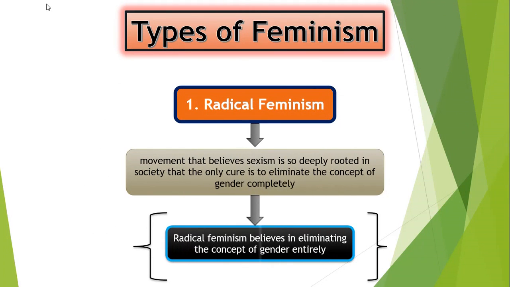Now here we discuss types of feminism. Traditionally, feminism is often divided into three main traditions, usually called radical feminism, socialist or Marxist feminism, and liberal feminism. First, we talk about radical feminism. Radical feminism is a movement that believes sexism is so deeply rooted in society that the only cure is to eliminate the concept of gender completely.